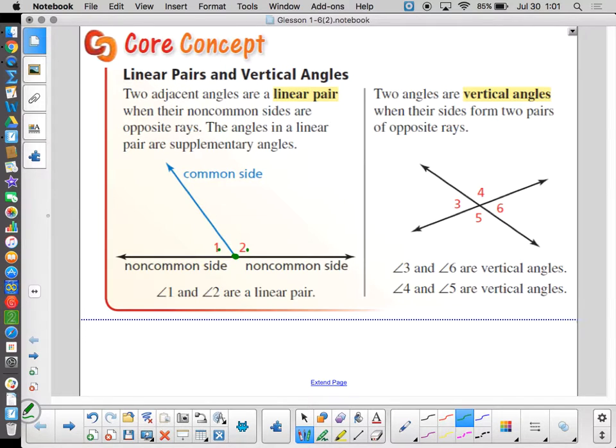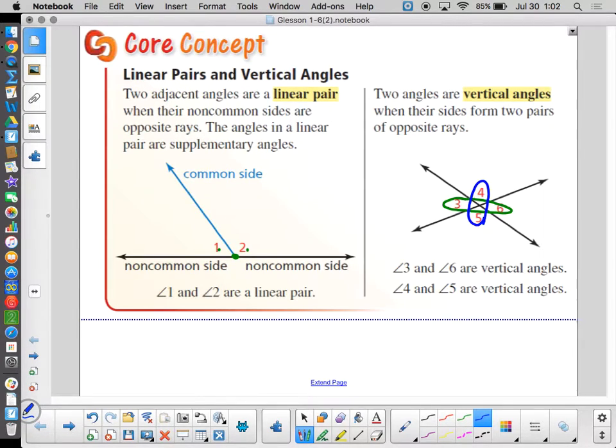Vertical angles happen when two lines intersect, and vertical indicates the two angles that are across from each other. In this case, angle 3 and 6 and angle 4 and 5 are both examples of vertical pairs. There are no such things as horizontal angles, only vertical angles. It has nothing to do with their orientation being up, down, vertical. It's not that type of vertical description. It's a different meaning for the same word.